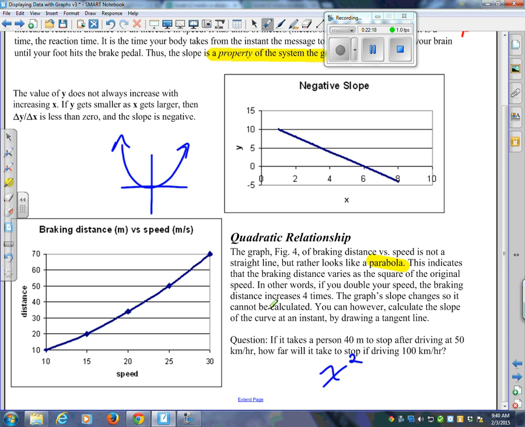The graph's slope changes, so it cannot be calculated. Can you find the slope of a curvy line? No, because it changes. You can, however, calculate the slope of a curve at an instant by drawing a tangent line. More on that in a bit.